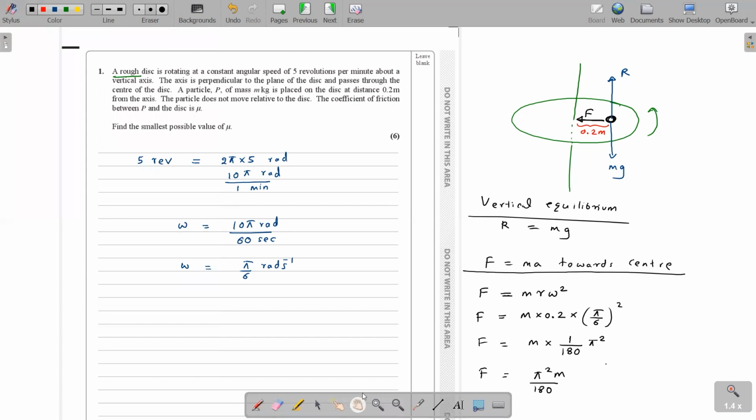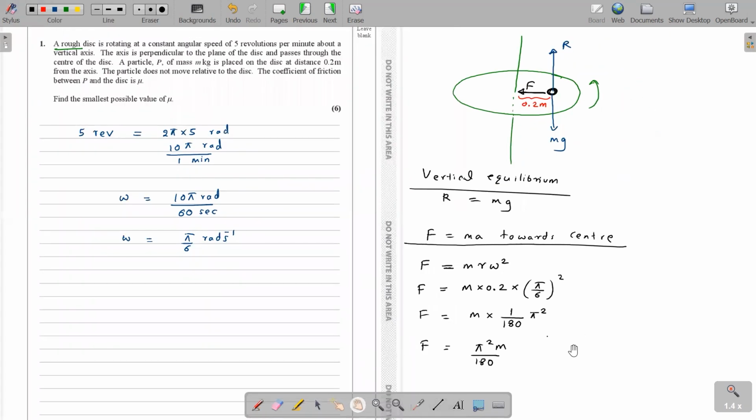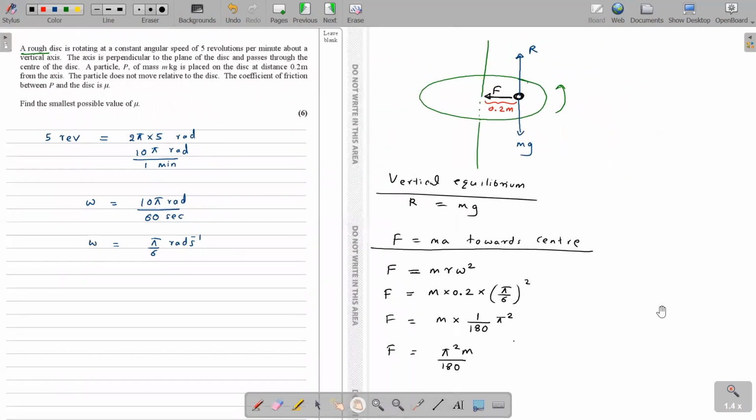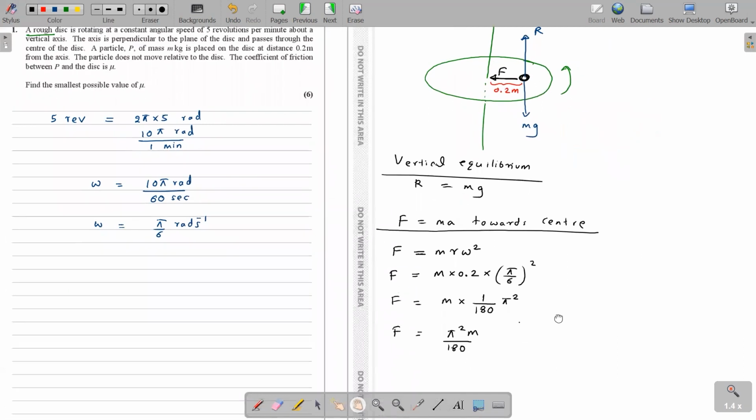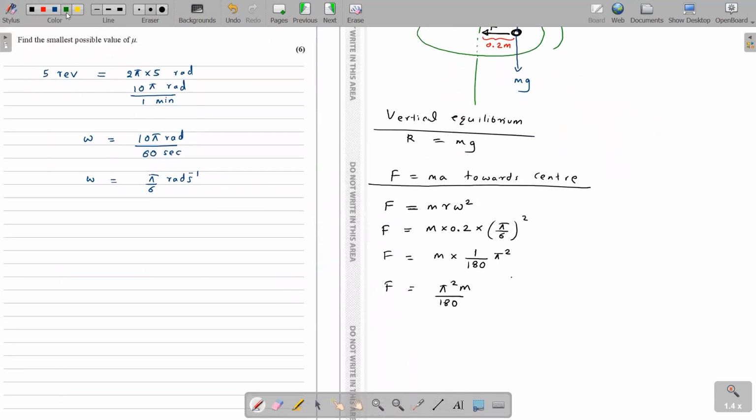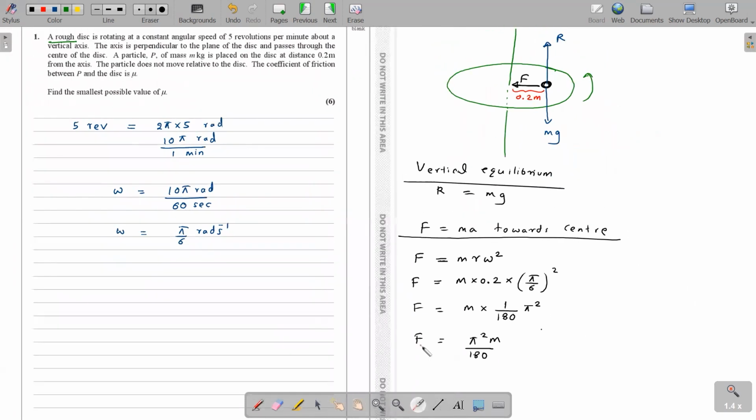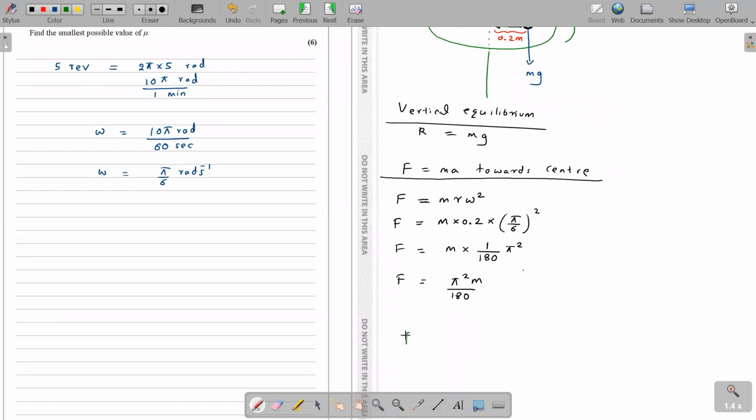Now they are asking us to get the smallest possible value of mu. For this, you need to remember a little bit of M1. In M1, you have learned the maximum friction F max is equal to mu R. The friction that we have here, we don't have anything about whether it's about to move or anything like that, right? So what do we say here? The friction we have here is less than or equal to the maximum friction.